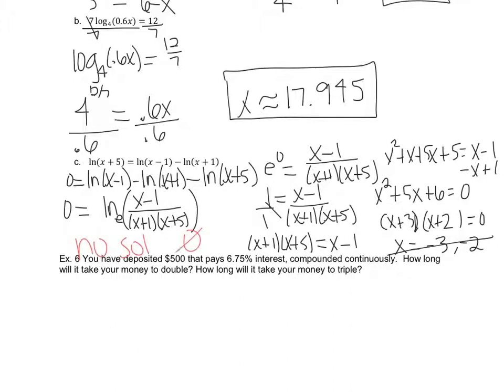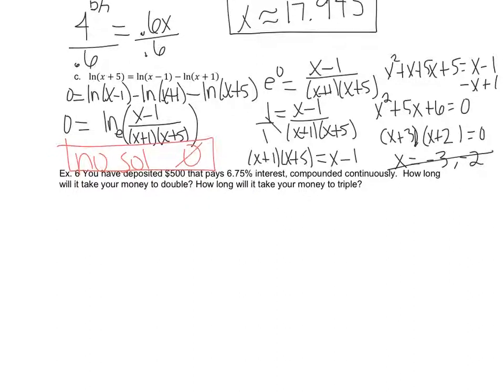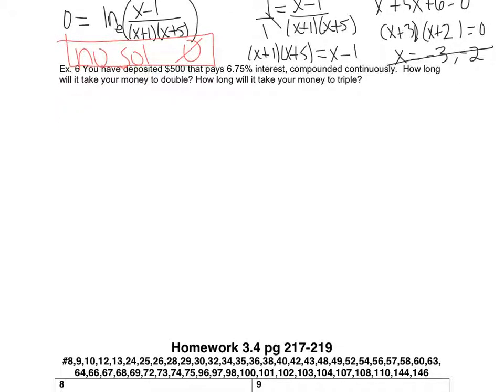Or you can write the 0 with a line through it, because both of the answers that I got were negative, so I can't have either of those. Now, we're going to take a continuous compound problem and put a twist on it now that we know how to solve these equations.